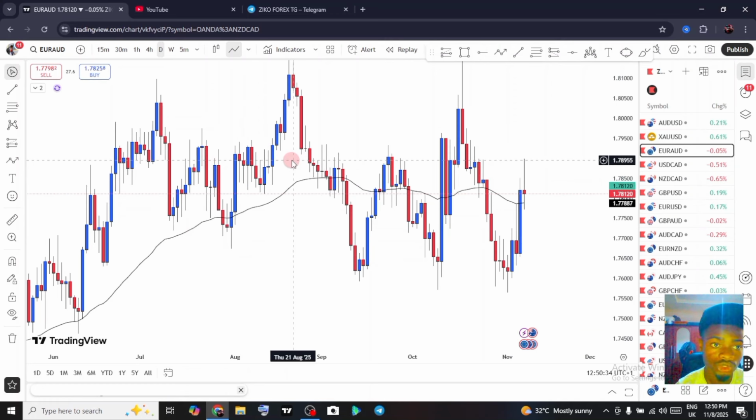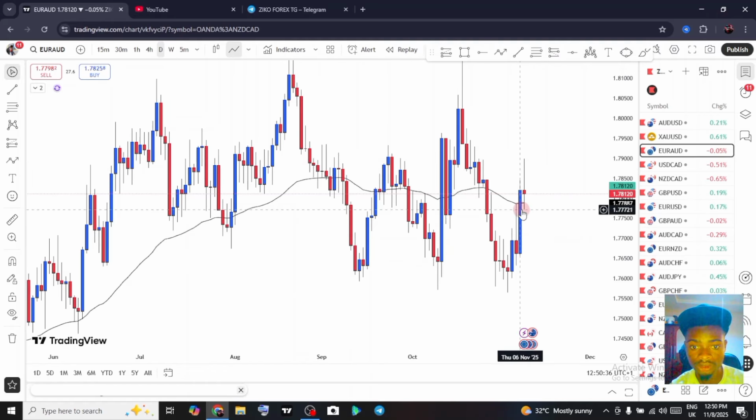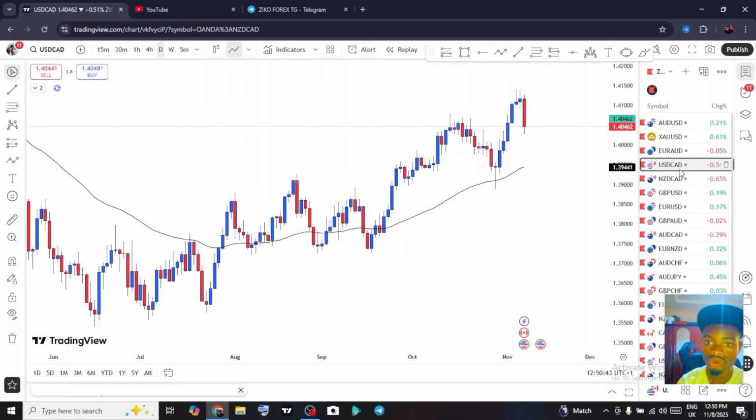I can't really see anything for Euro AUD. I'm pretty sure it has already played out. The clean support and resistance area was down here. I'm pretty sure it has already played out. So next pair, USD CAD.